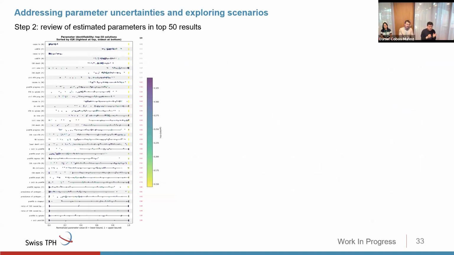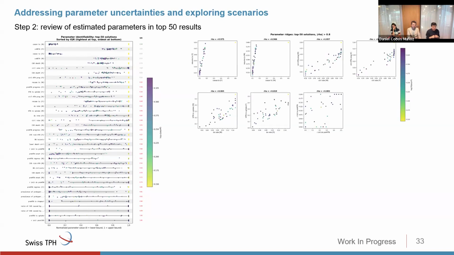So then we enter step 2. Here we take a closer look, a closer review of the estimated parameters in the top 50 results from each of the cities' calibration. We use a multi-start method, which gives 500 starts in the overall parameter space, and we take the top following the GLUE framework. So here we take a deep dive into the parameter uncertainties, and we review them, asking domain experts to give the review, to give the opinion.